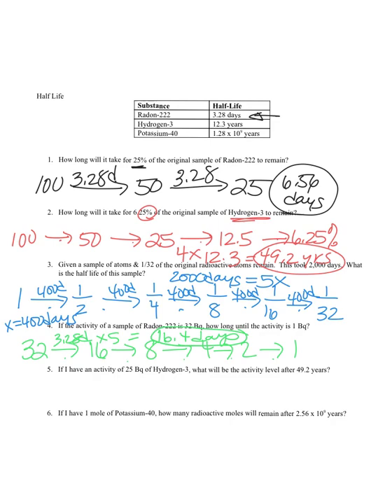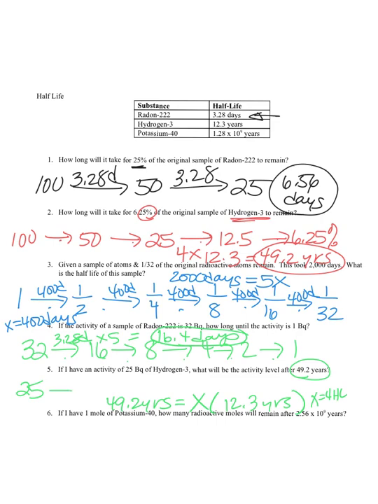The activity is 25 becquerels. And what will be the activity after 49.2 years? Oh, 49.2 years. So I need to figure out how many half-lives this is. So 49.2 years equals how many half-lives if each half-life is 12.3 years. When I do that, I'm going to figure out that this is 4 half-lives.